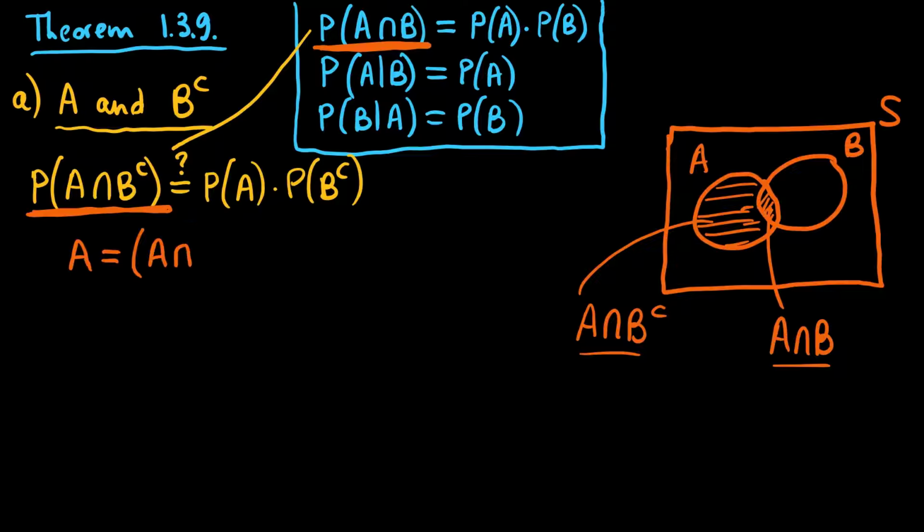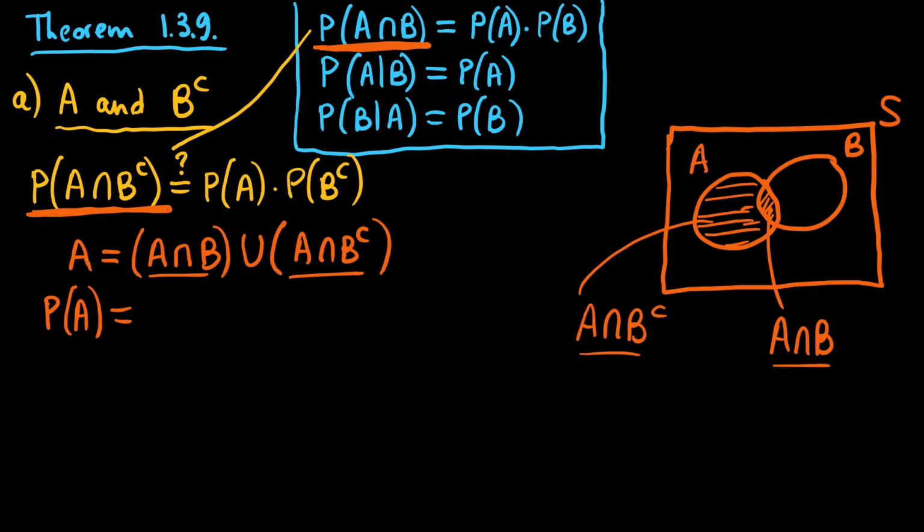Let's write the first one, second one, and we want to take their union. By axiom 3, because these are disjoint sets, the probability of their union is equal to the sum of the individual probabilities. So we can write that.